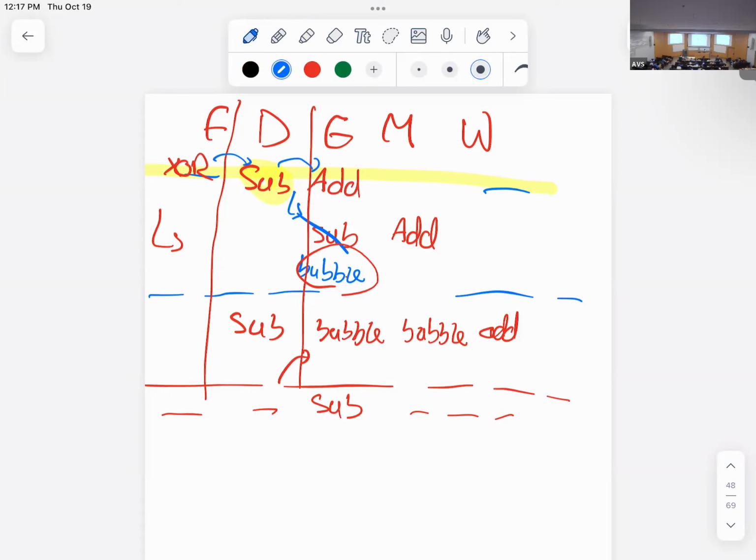So the bubble really doesn't go through the fetch or decode. It's just replacing the sub during the execution, memory, and write back stage, okay? And if I need to keep inserting bubbles, I keep inserting them during the execution stage. So the bubble really is just a special instruction that replaces my previous instruction during execute, memory, and write back. It doesn't really go to the fetch and decode. Does that make sense?